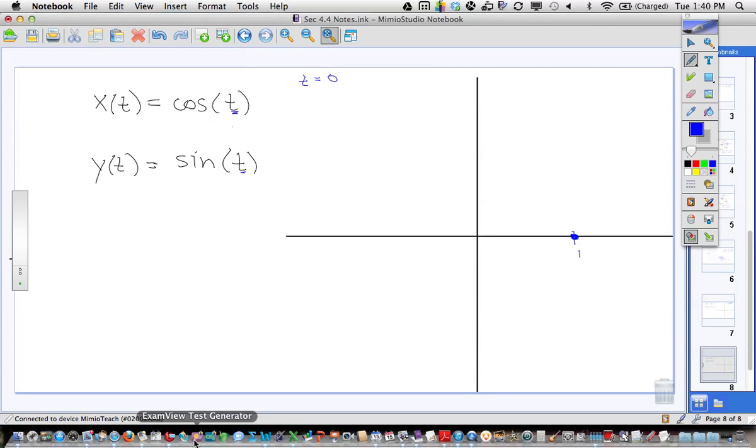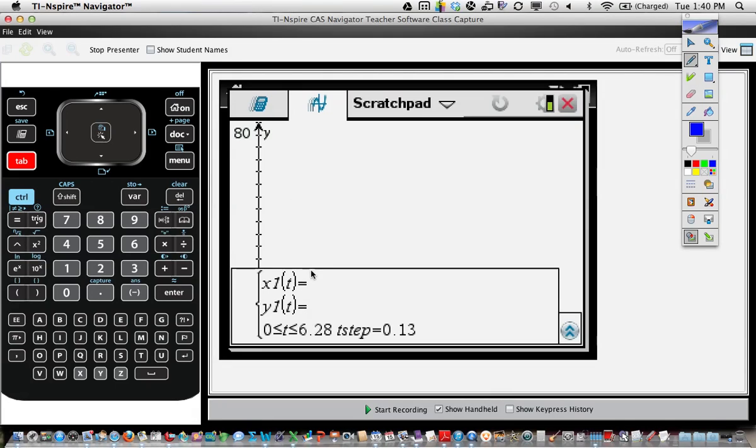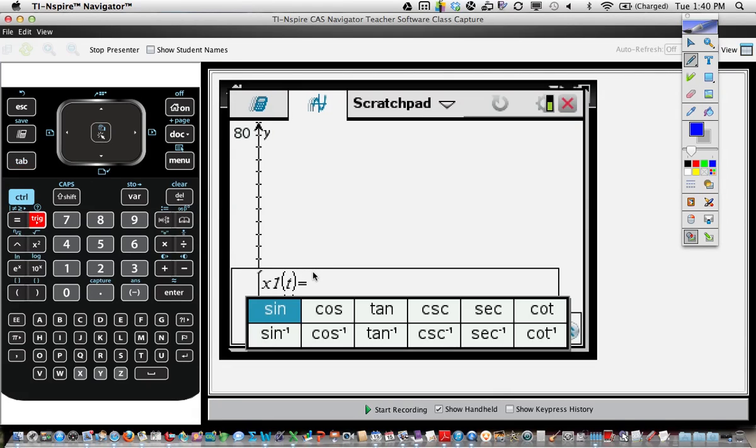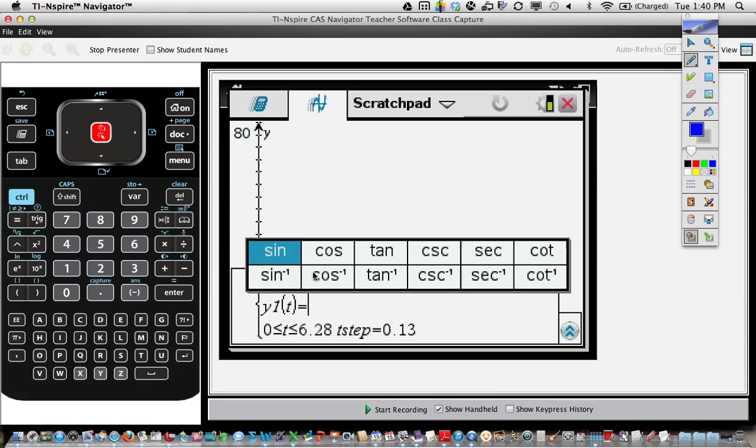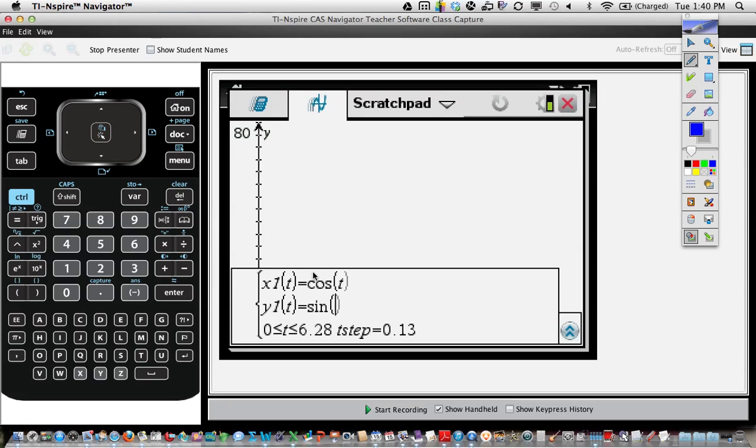Okay, so Riley, let's put those in. So let's put cosine t in here. And you get a sense of why the default entry for t is 0 to 6.28? Right? 2 pi. That would give you a full unit circle, wouldn't it? If you did 0 to 3.14 here, what would you get? You just get the pi. You just get the top half of the circle, right? So we'll leave it. Okay, go ahead and hit enter.